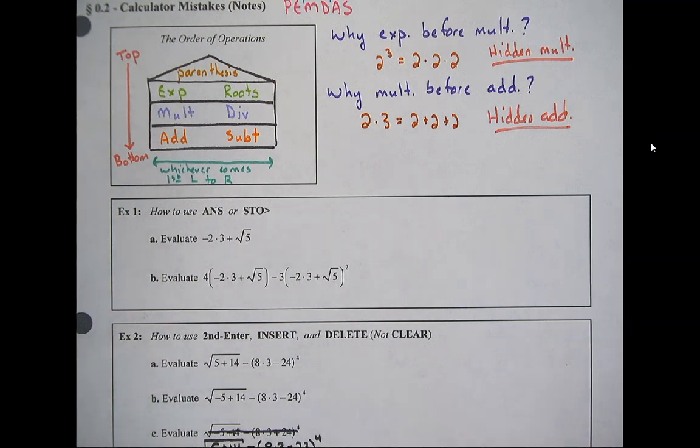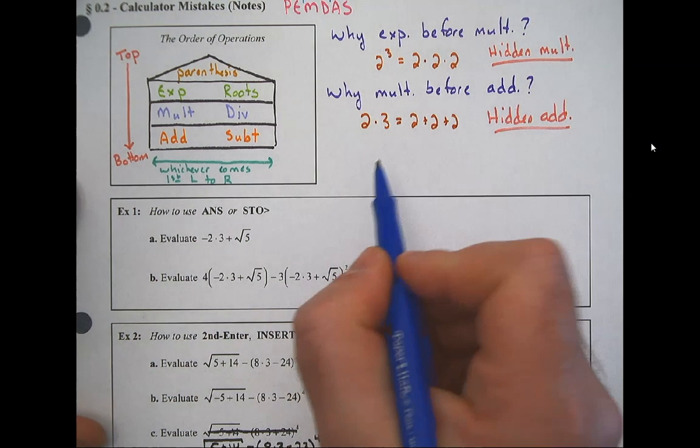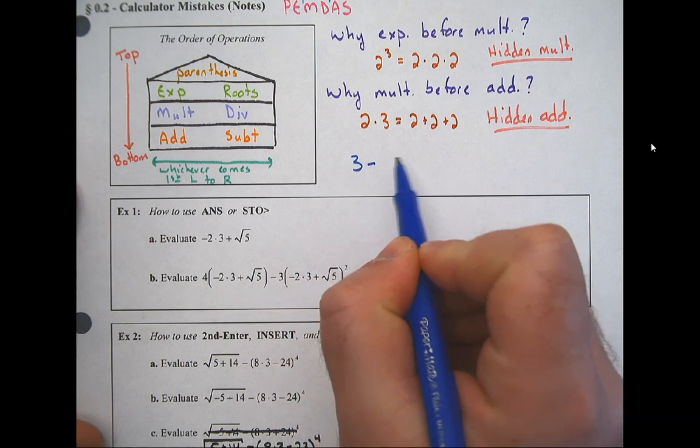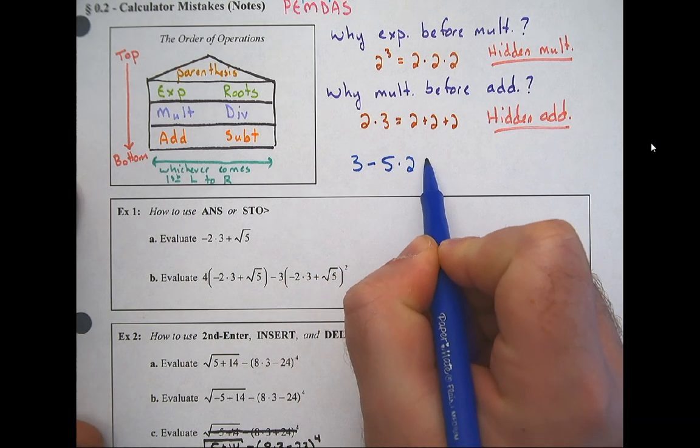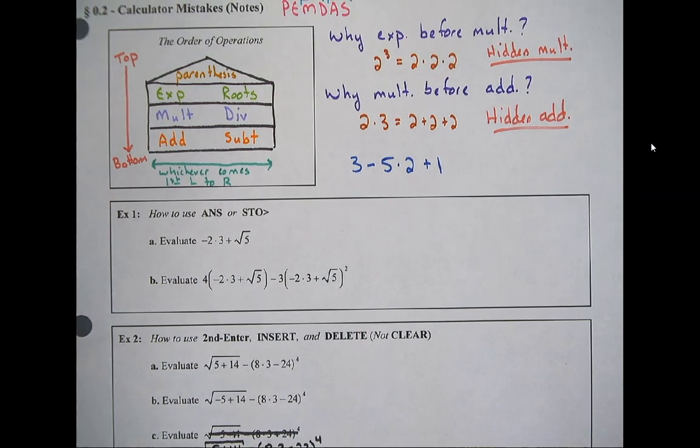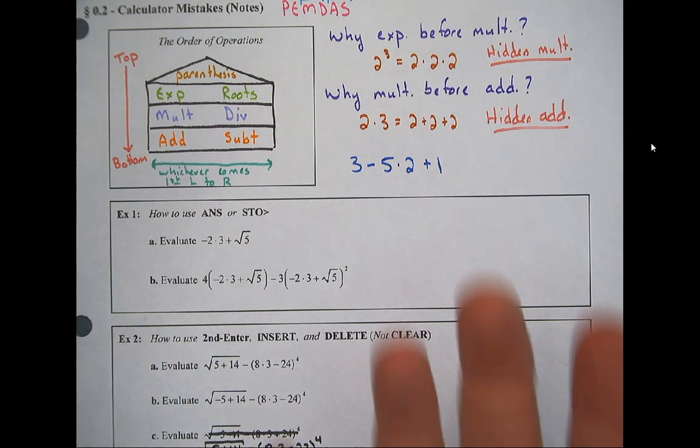So you might see this on Facebook once in a while, or whatever is the popular app at this time. You might see something like this: 3 subtract 5 times 2 plus 1. And they might say, hey, what's the answer to that? And you get in a big argument. Some people are saying it's one answer. And no, you follow the order of operations.